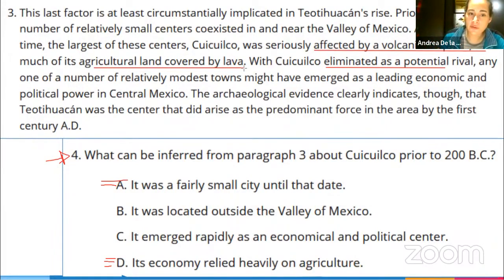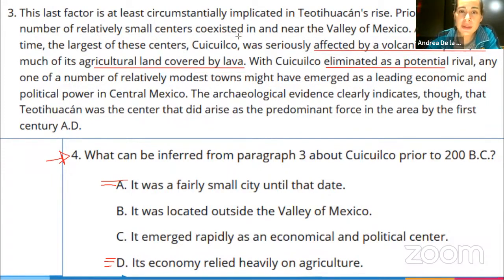Now, what is the process that we need to follow to answer these questions? First thing, same as the other ones, we read the question carefully, and it says, what can you infer about Cuicuilco prior to 200 BC? Now, first of all, in order to make an inference, same thing as the example, you cannot make an inference if you don't have any basis. So before drawing any conclusions, you need to have the actual information that is directly in the paragraph. So first of all, we're going to look for what information we have about Cuicuilco prior to 200 BC. So what do we know about this city prior to 200 BC? Now it says, prior to 200 before Christ, a number of relatively small centers coexisted near the Valley of Mexico.